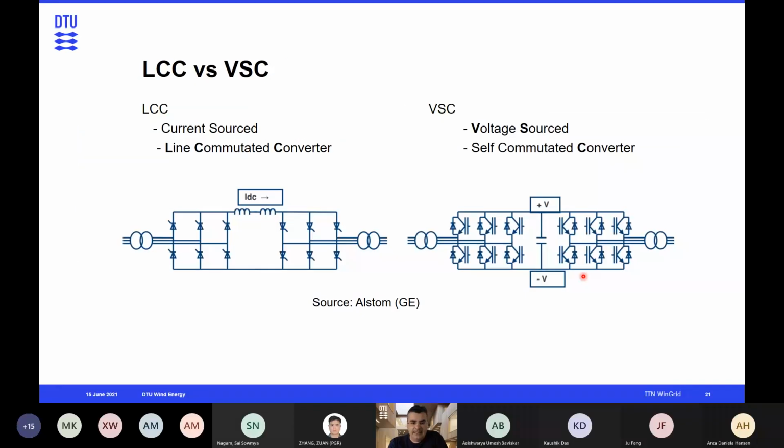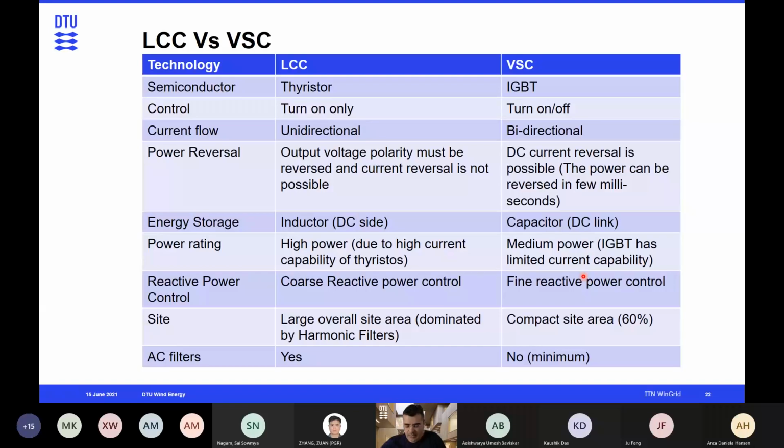And yeah, I'll skip that. I can give you the slides later, and I also have a comparison between LCC and VSC. And I think the very important part is that current reversal is possible, so the flow can be reversed very quickly. But it also has very fine reactive power control, so you control active and reactive power separately, and do that with a very high precision.